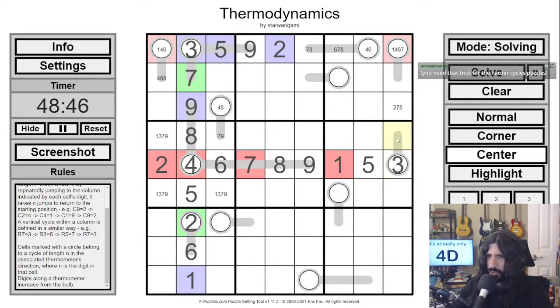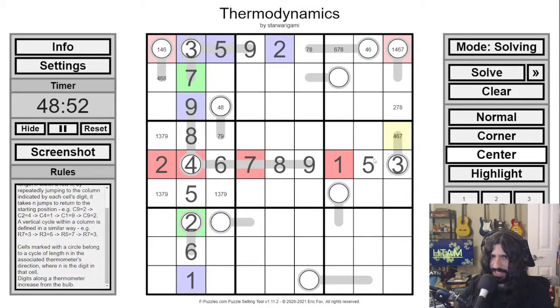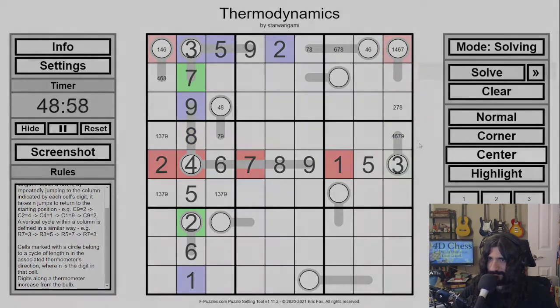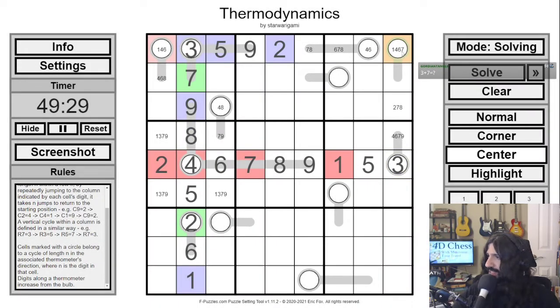Like, this has to be greater than a 3. So it can be a 4. It can't be a 5. It could be a 6. It could be a 7. It can't be an 8. And it can be a 9. Can't be an 8 because of this. Ah, yes. This can't be a 7 because then you'd have a 3 cycle and a 7 cycle, but there aren't enough cells to do that. This is definitely not a 7.